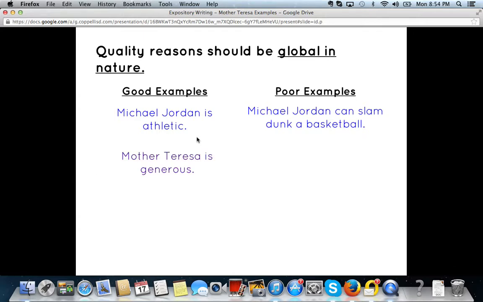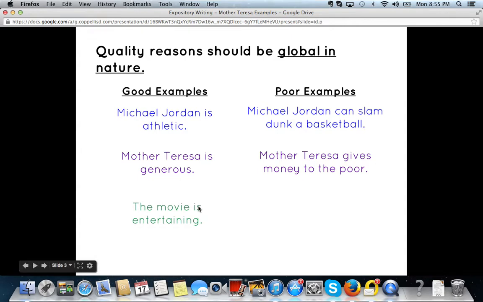Here's another good example. Mother Teresa is generous. I can give lots of examples of how Mother Teresa is generous, but my big idea, my big reason to explain why is she's generous. A bad example, or a poor example, is Mother Teresa gives money to the poor. It's not a big idea. There's not very much I can say to elaborate on that. Instead, if I wanted, I could say Mother Teresa is generous. For example, she gives money to the poor. So this would be an example that would go under the boxes on my flea map.